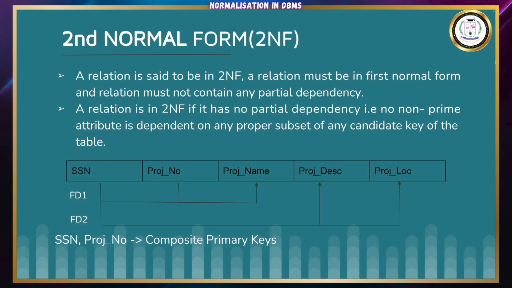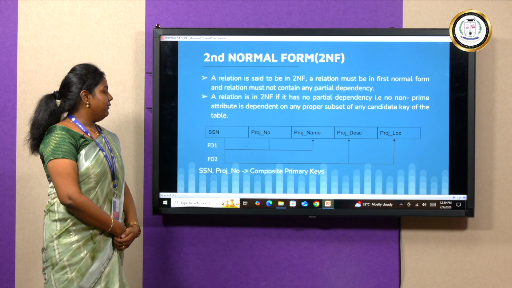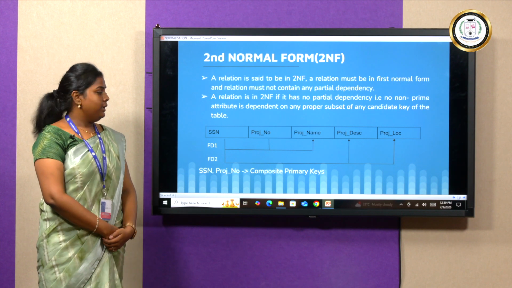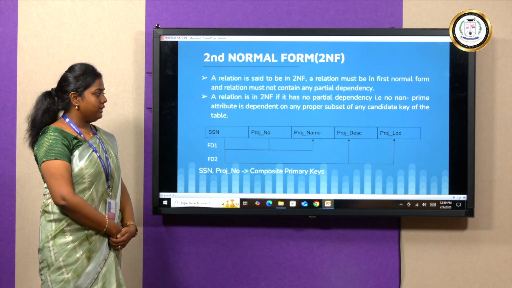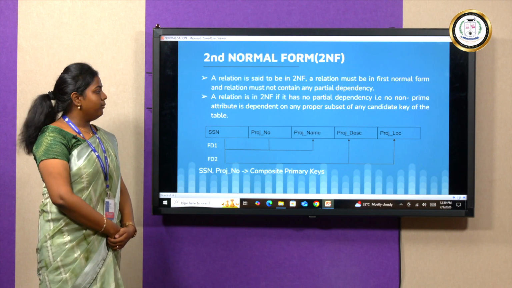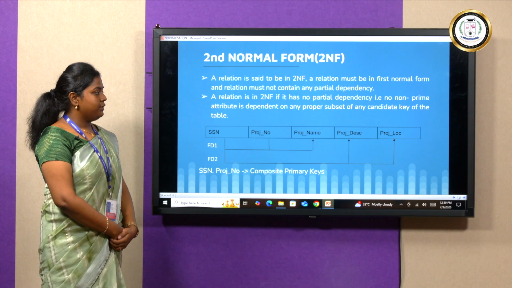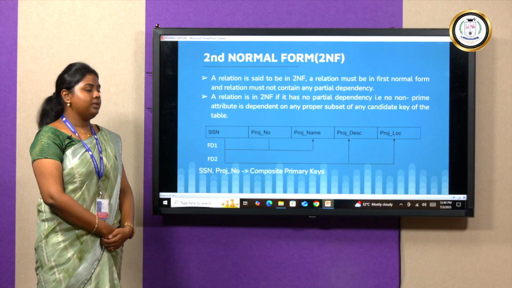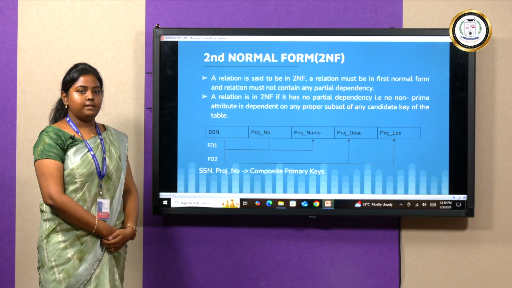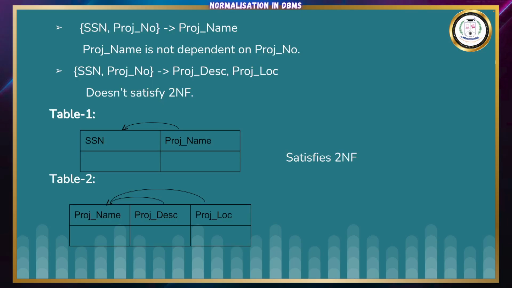So register number and project number will be our primary key, and the non-key attributes are project name, project description, and project location. Here we have two types of functional dependencies. The first one is that SSN and project number form the primary key, and project name is dependent on both SSN and project number. The next functional dependency is that project description and project location are dependent on SSN. In order to overcome this, we are going to find the optimal solution for second normal form.